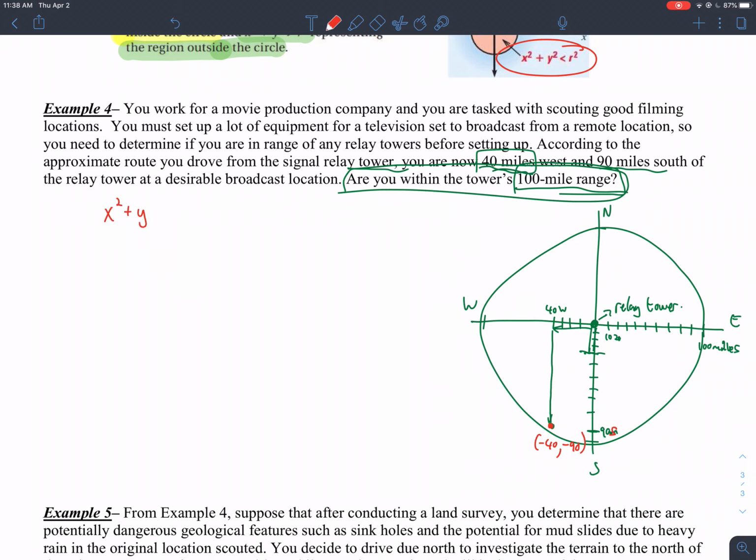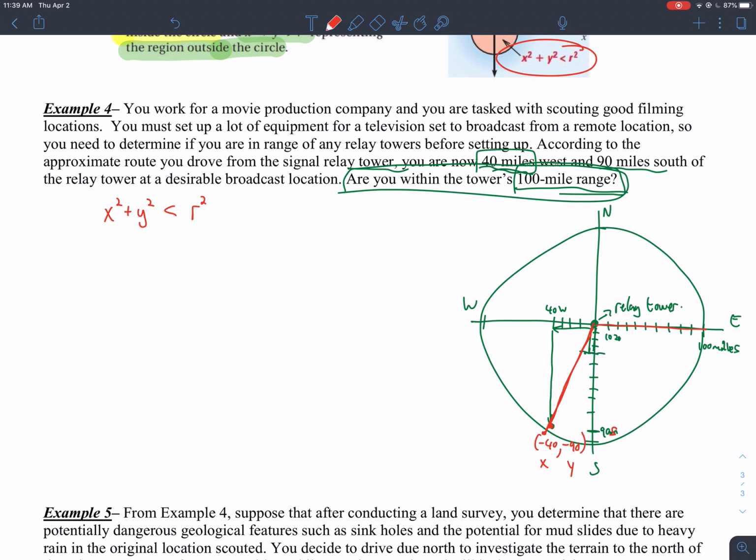x squared plus y squared. Is my location less than the radius? Is my location less than the radius away from the center? Here's the radius. Is my location closer to the center than the radius? That's the question. So now we just plug in the numbers. Once you've done all the thinking, you just plug in the numbers and see what happens. So this would be x coordinate, this would be y coordinate of where I am, and how does that relate to the radius? Well, we know what the radius is. The radius is 100. That was given to us right off the bat.